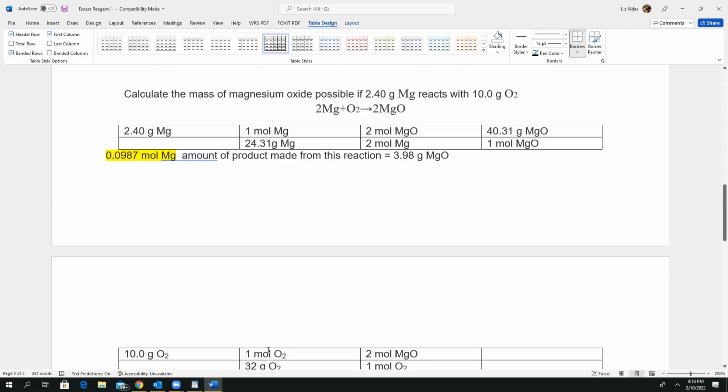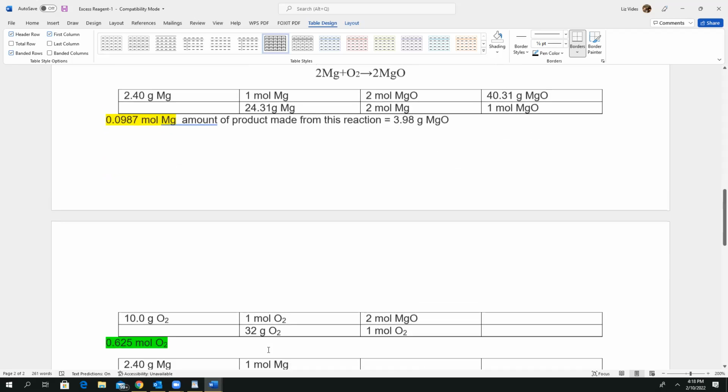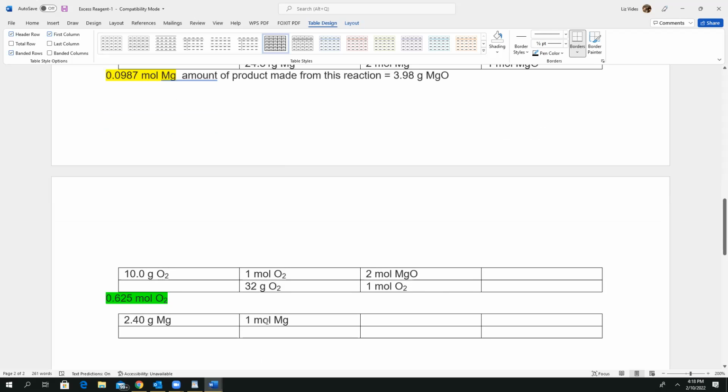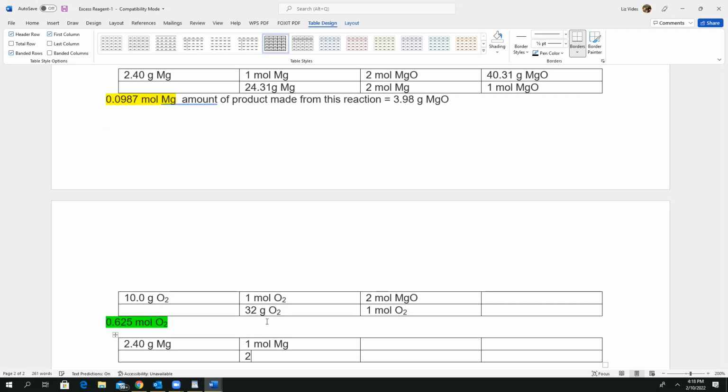So we have our balanced equation, 2 moles of magnesium. Well, we still got to change that first. We still got to use that 24.31 to bring it to moles. Okay, now we need the mole ratio. And the mole ratio says that 1 mole of O2 is going to give us 2 moles of Mg.